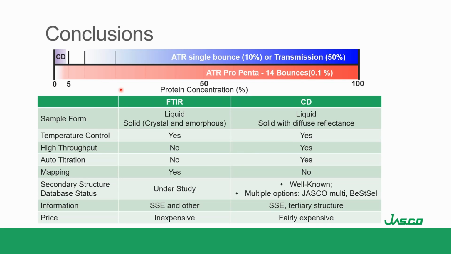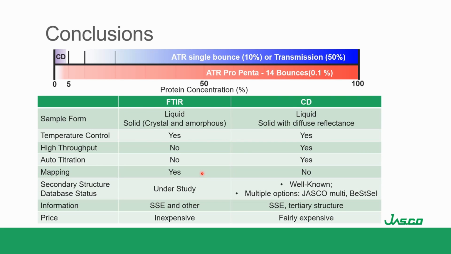With both of these methods, we can work with liquids or solids. In the case of CD, solids can be done with diffuse reflectance, but that becomes a little bit more tricky. FTIR is usually better signal to noise wise with a solid sample using an ATR like the Penta that Carlos showed previously. Both methods are capable of doing temperature control, but CD has the capability to do high throughput measurements and auto titration. In contrast, FTIR is capable of doing mapping experiments. We can actually map out secondary structure as a function of location on your sample.